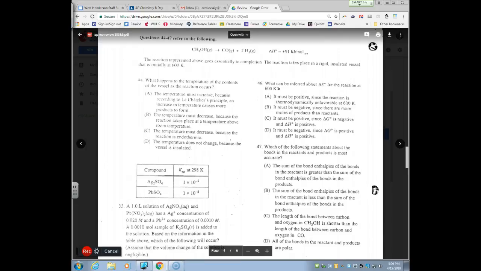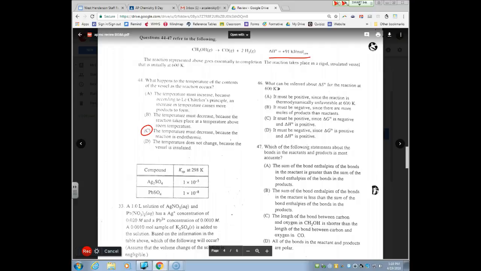In number 44, the correct answer is C. So we have this reaction for breaking down methanol, and we see that it is an endothermic reaction as shown by this positive delta H value. What happens to the temperature of the contents of the vessel as the reaction occurs? It is endothermic, so the temperature must decrease, is really the only logical choice on that one.